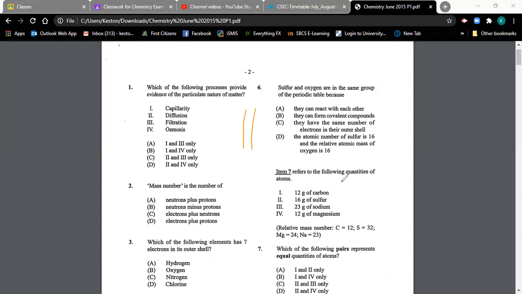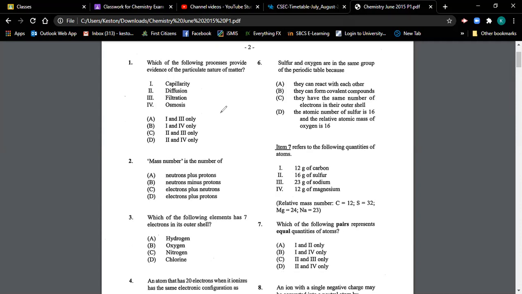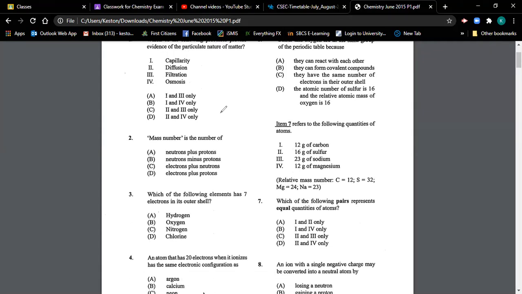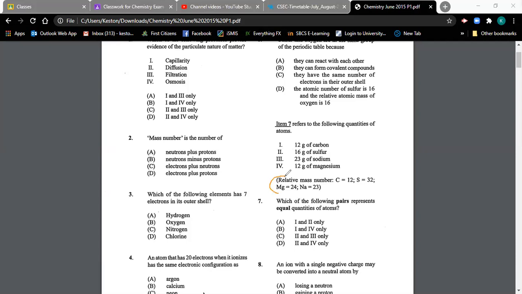Question 7 refers to the following quantities of atoms: 12 grams of carbon, 16 grams of sulfur, 23 grams of sodium, 12 grams of magnesium. Which of the following pairs represents equal quantities of atoms? So here I don't know your relative atomic masses of some of these. Oh, they gave it to us here.